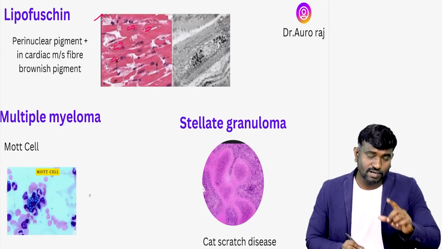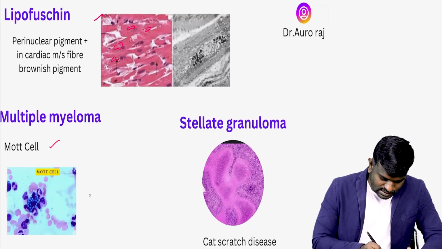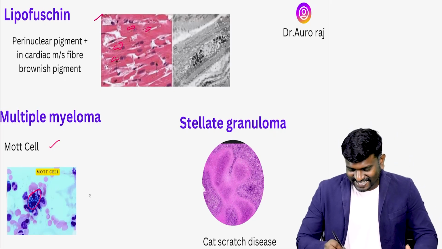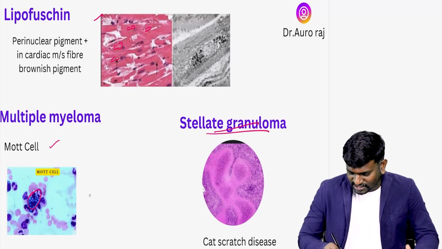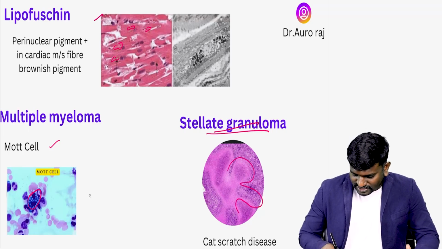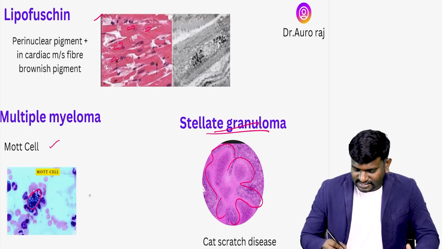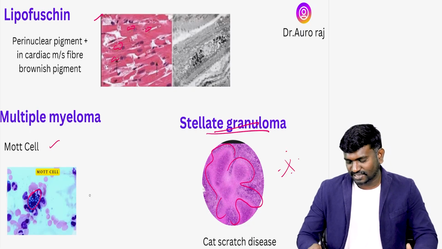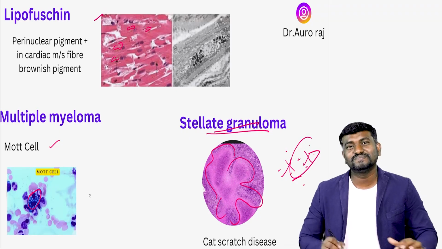Multiple myeloma. Remember, in multiple myeloma we can see Mott cells. These are called what? Mott cells. Next, we have stellate granuloma, where we are going to see what? Seen in cat scratch disease. Stellate granuloma has also been asked multiple times.